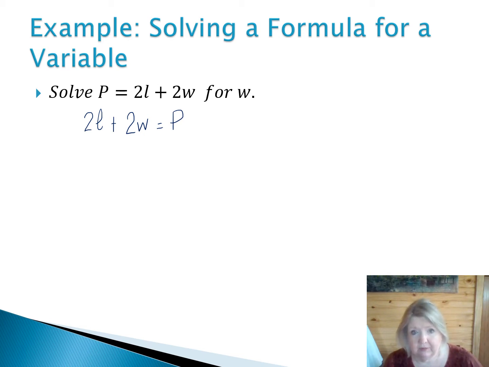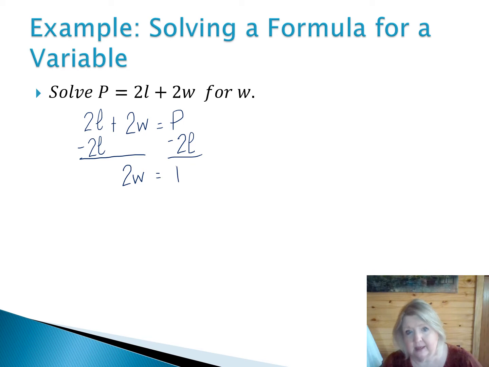Then I'm looking for W. So I need to get rid of this 2L. So since it's understood positive or plus 2L, I'm going to say minus 2L on both sides. Now the big difference here between this and linear equations is that on linear equations I could usually actually add that. But in this case, all I can do is tell you that I'm doing P minus 2L. Then since they multiplied by 2, I'm going to divide by 2. And I am finally left with what I wanted, W equals.